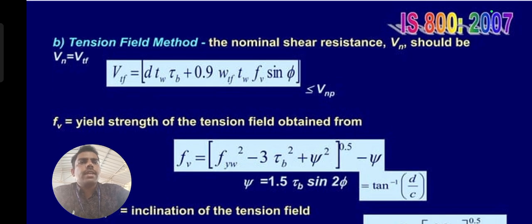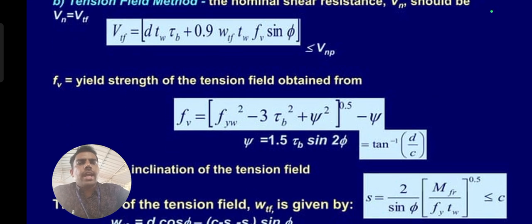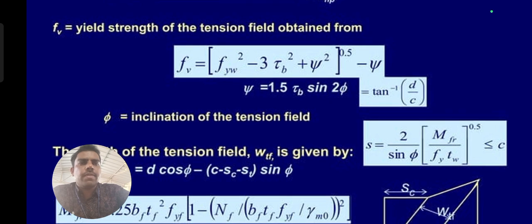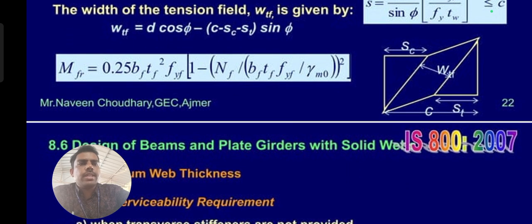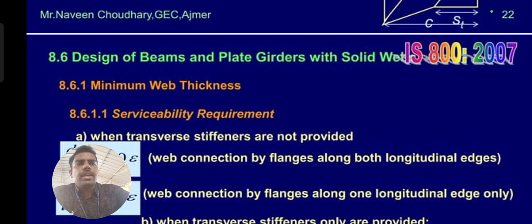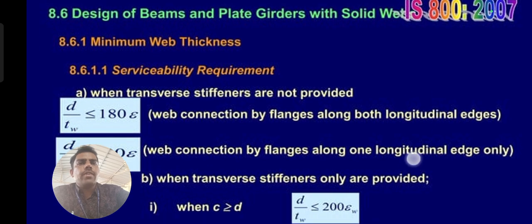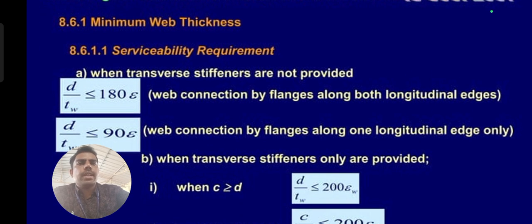And the second one, the tension field method, we consider another formula, which is given in IS 800:2007. Based on those IS specifications, you have to find out the critical stress. And how to find out the minimum web thickness? For the web thickness we have to consider the serviceability requirement and the collapse requirement.